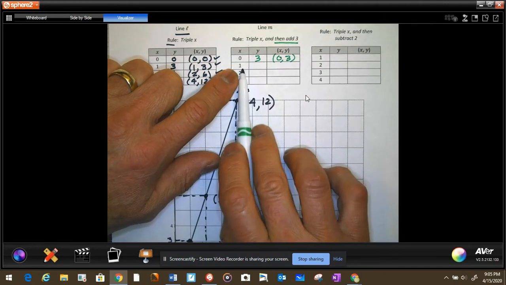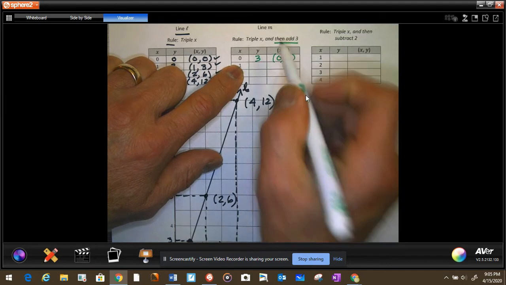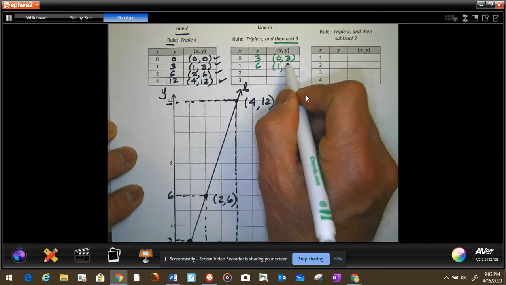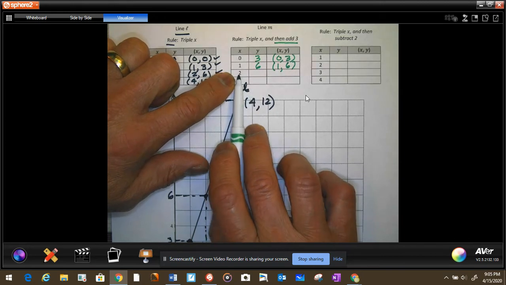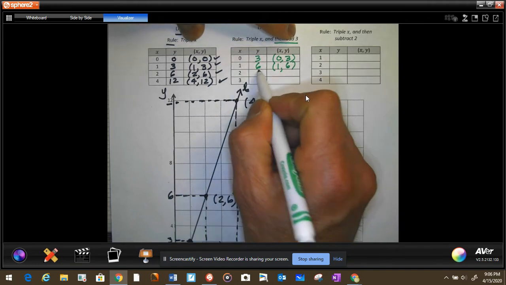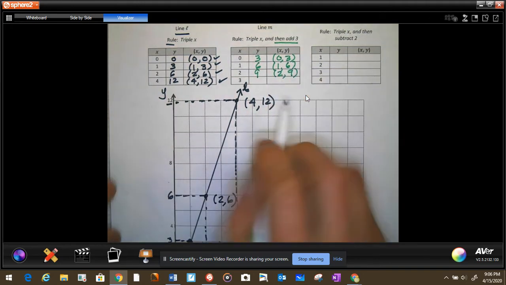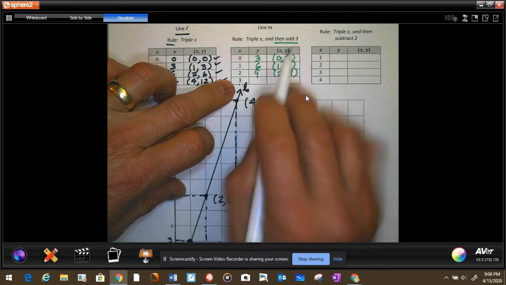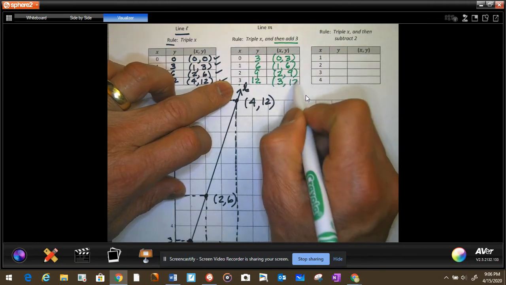So we're going to triple 1, that's going to be 3 times 1 equals 3, plus 3 equals 6, because it says add 3. That's our second coordinate pair. It says triple x to get a y, so that's going to be 3 times 2 equals 6. Then add 3. So 6 plus 3 equals 9. So our coordinate pair is 2, 9. Triple 3, that will be 9. And then add 3 more, that will be 12, and that's going to be our coordinate pair, 3, 12.